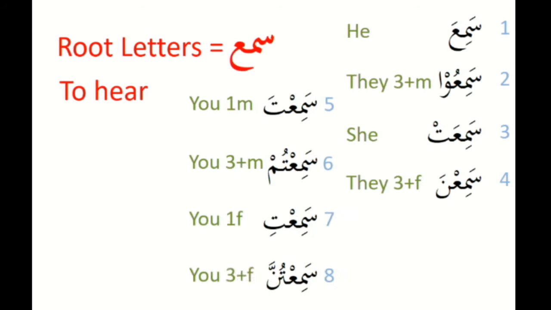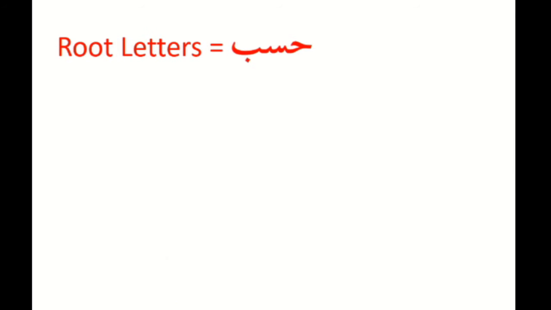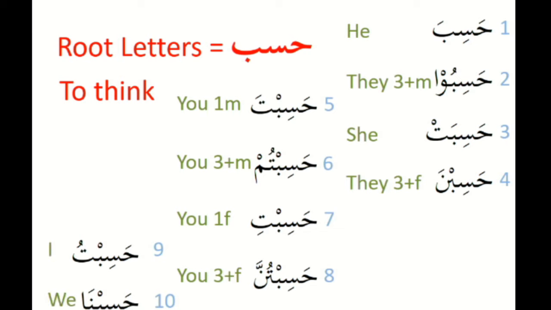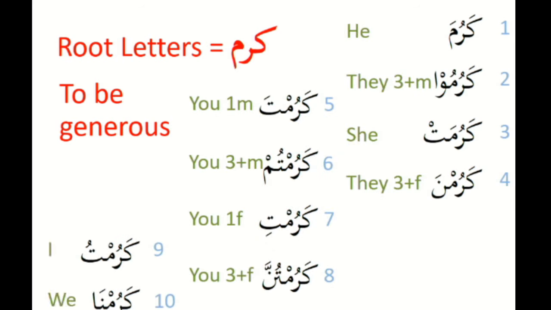But then we moved on. We came across the verb sami'a. Sami'a means to hear. Everybody say it for me. Sami'a, sami'u, sami'at, sami'na, sami'ta, sami'tum, sami'ti, sami'tunna, sami'tu, sami'na. Right. And then the next one was hasiba. Hasiba means to think, right? Say that scale for me. Hasiba, hasibu, hasibat, hasibna, hasibta, hasibtum, hasibti, hasibtunna, hasibtu, hasibna. And the last one we learned was karuma. Karuma meant to be generous, right? So say that scale for me quickly. Karuma, karumu, karumat, karumna, karumta, karumtum, karumti, karumtunna, karumtu, karumna.